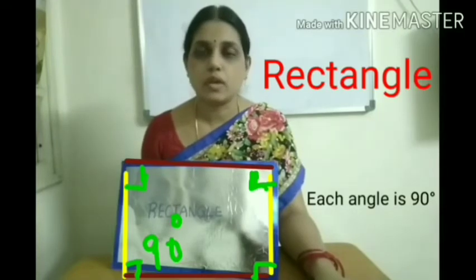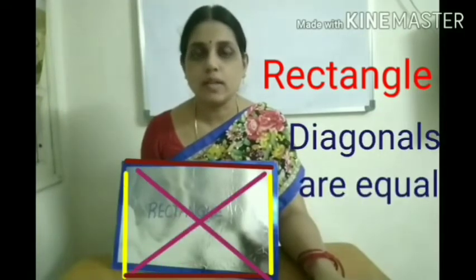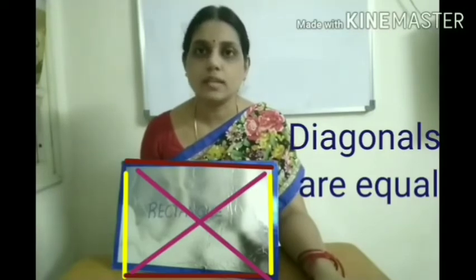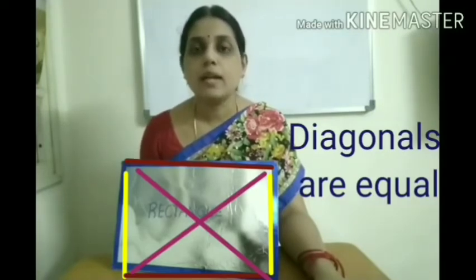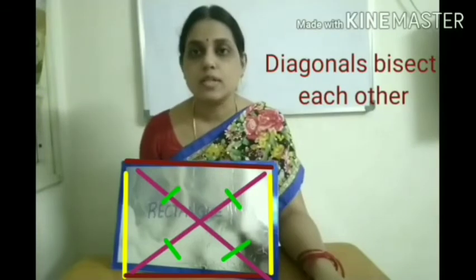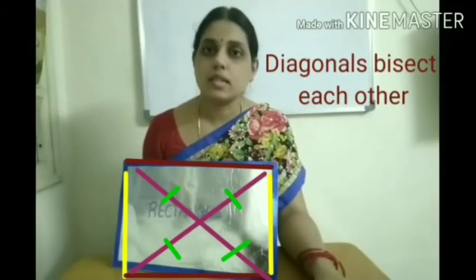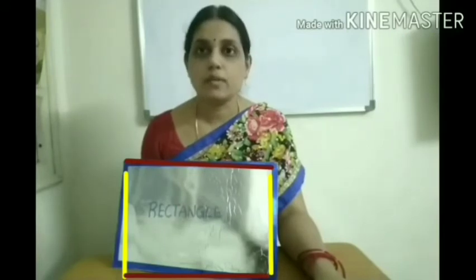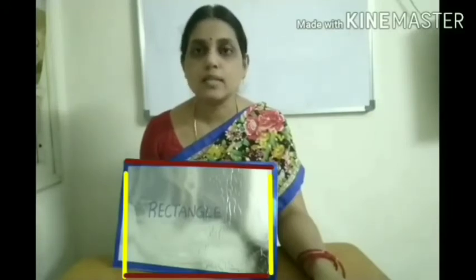And then coming to diagonals. Diagonals are equal in rectangle. Diagonals are of equal length in a rectangle, and diagonals bisect each other. Bisecting means what? Dividing into 2 equal parts. So diagonals bisect each other. That is about rectangle. Here one point you have to remember, children, all the properties of parallelogram are satisfied even by rectangle. So rectangle is a special parallelogram.